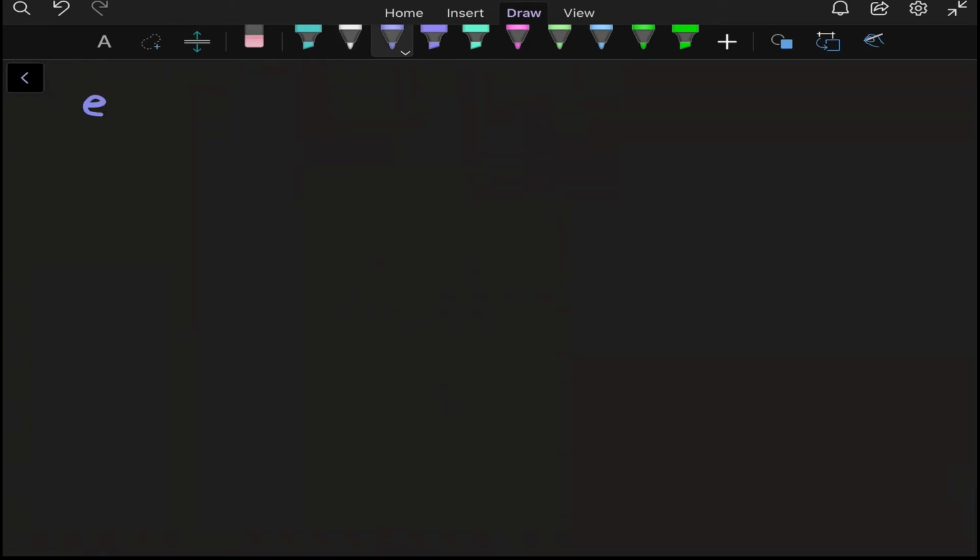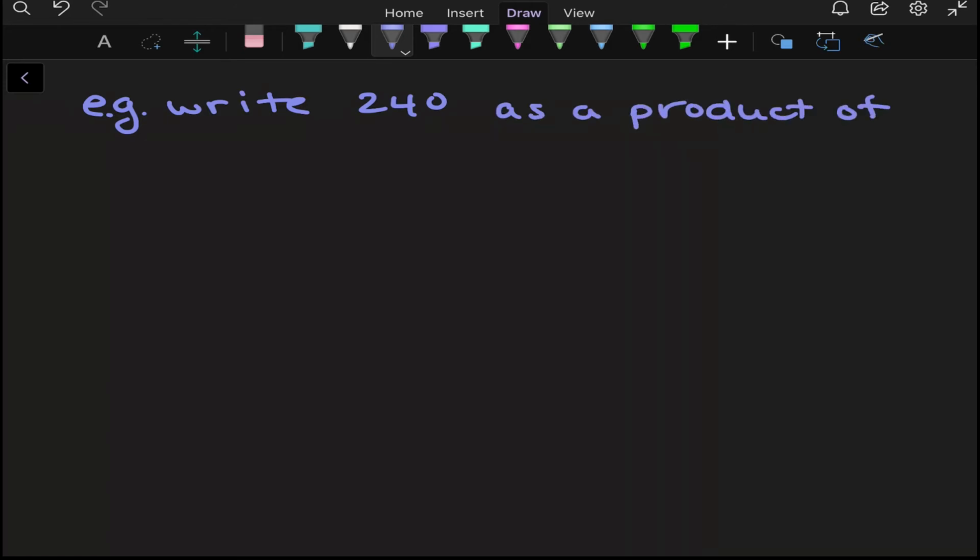So here's another example. Write 240 as a product of primes. Now we're going to use the same steps. So we have 240. Again, it's an even number, so I'm going to divide it by 2. That gives me 120.